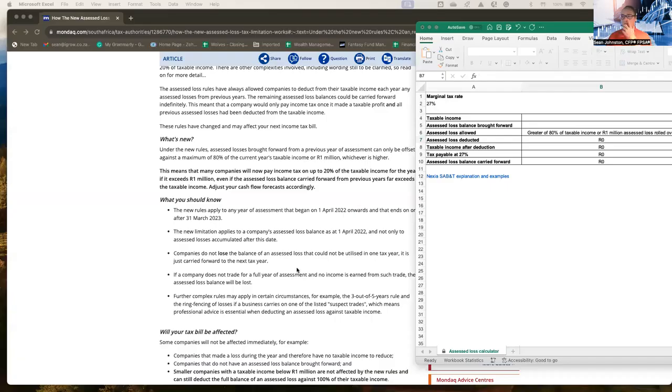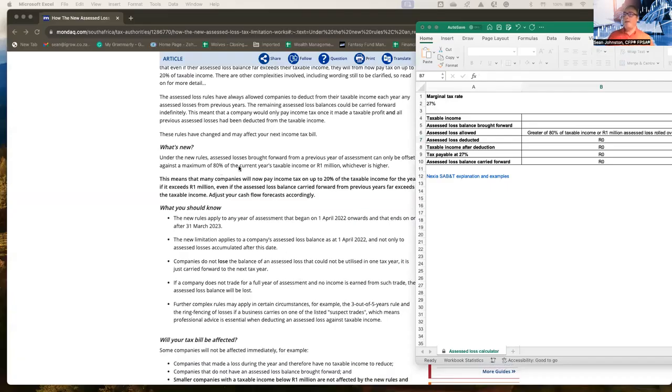I came across a really good article which I'd like to share with you. There is a link on the template to this article, where you can refer to the examples that they provided when they released it. So let me quickly go to the website where I found this.